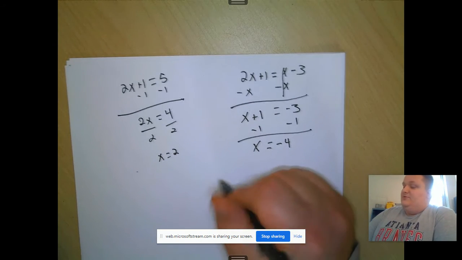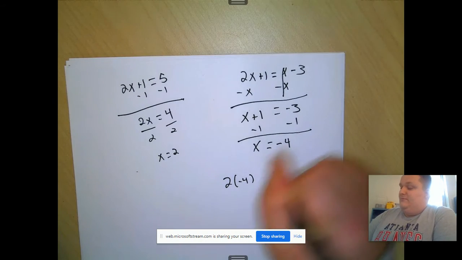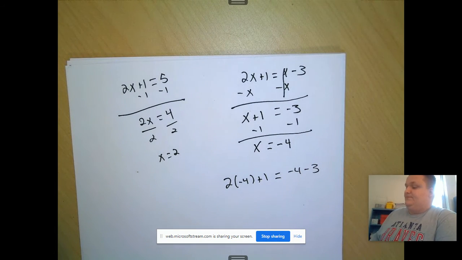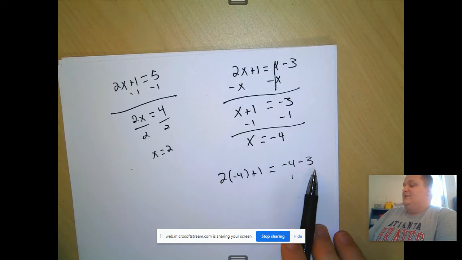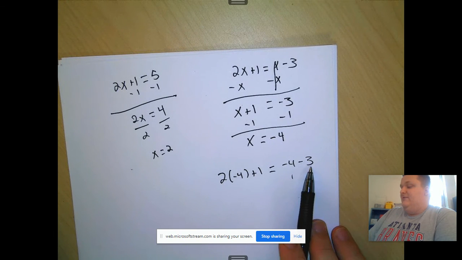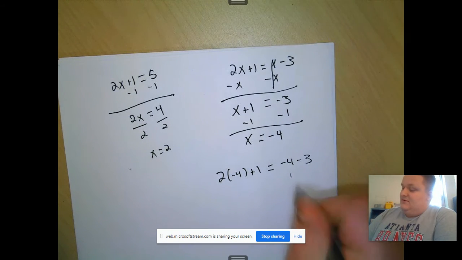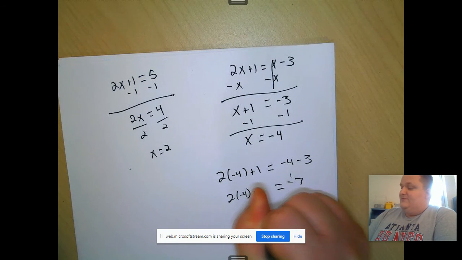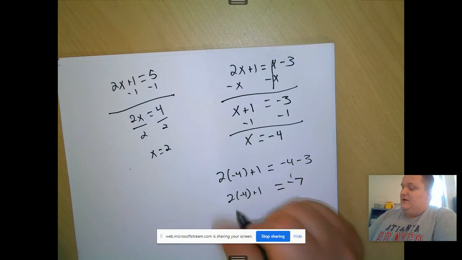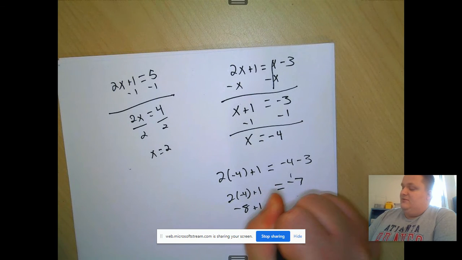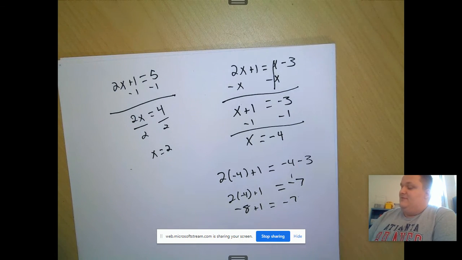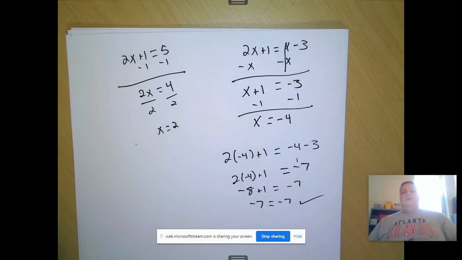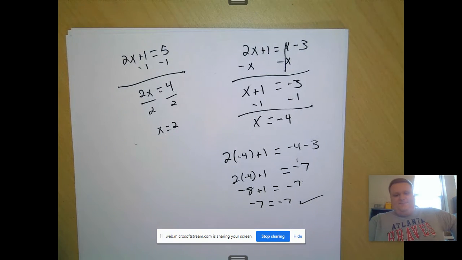Plug it back into the original. You have 2 times negative 4 plus 1 equals negative 4 minus 3. Negative 4 minus 3 will be negative 7. So you have 2 times negative 4 plus 1. 2 times negative 4 will be negative 8, plus 1. Negative 8 plus 1 is negative 7, and that does equal negative 7. So we figured out the right value for x.